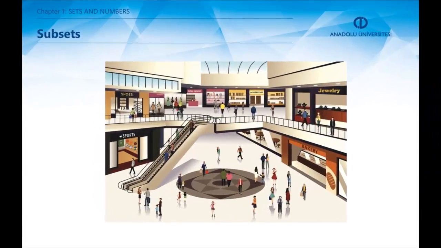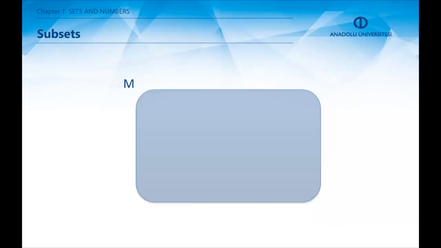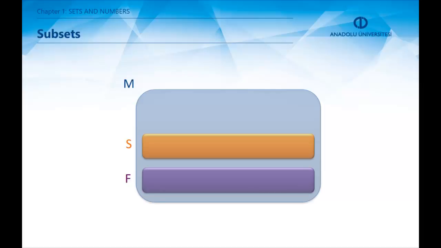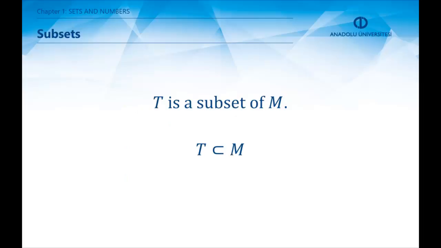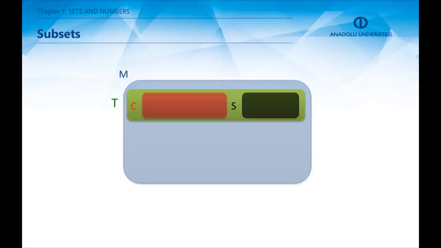Let us now consider the shops in a certain shopping center. Let us denote this shopping center by M. Denote the set of shops on the first floor by F, on the second floor by S, and on the third floor by T. Now, since the set of shops on the third floor is already in the shopping center, T is a subset of M. Now, let's assume that there are 13 shops on the third floor, 10 of which are clothing shops and 3 of which are shoe shops.